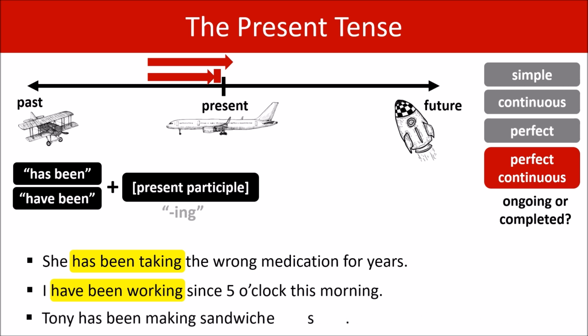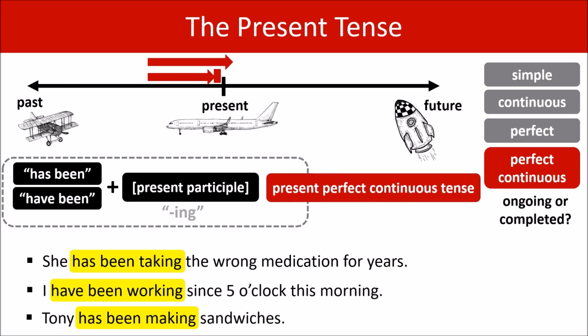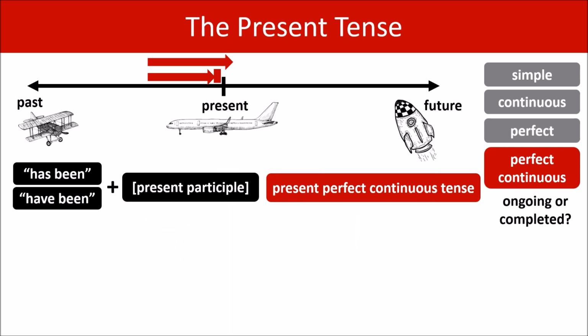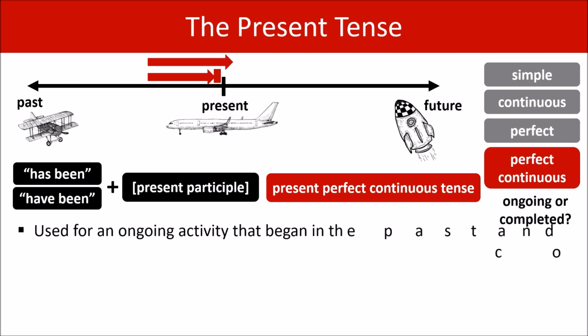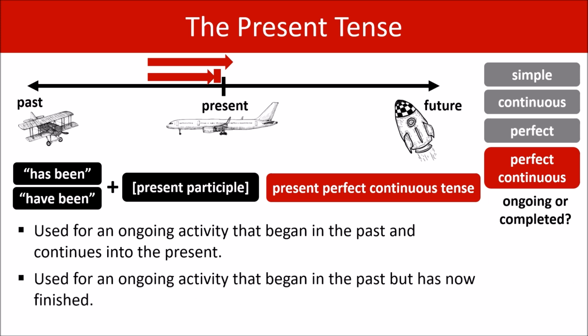Tony has been making sandwiches. Has been making. The present perfect continuous tense. The sense here is that he has stopped making sandwiches now. Okay, when we use this construction, it's an example of the present perfect continuous tense. Remember, it's these words that tell us the aspect. So in summary, the present perfect continuous tense is used for an ongoing activity that began in the past and continues into the present, or for an ongoing activity that began in the past but is now finished.